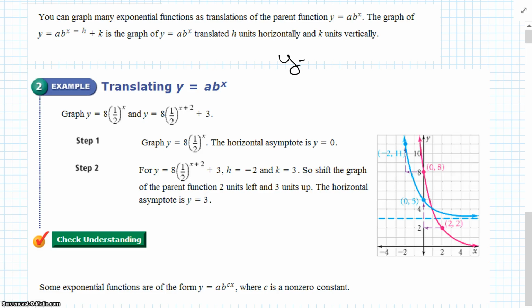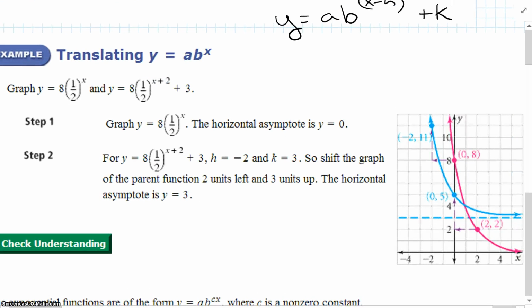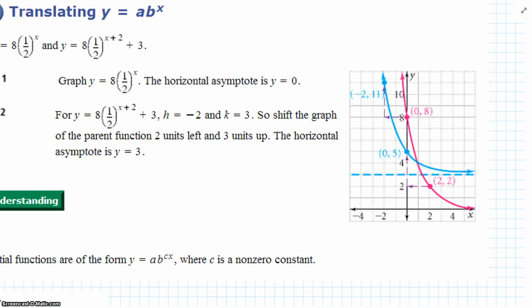Write it down: y equals ab to the x minus h plus k. What do you think the h and k values do? The exact same thing they've done for parabolas and everything. The h value is going to translate us left or right, and the k value is going to translate us up and down. So h is left and right, k is up and down. We're going to look at the graph in the book. You have the parent function of y equals a times 1/2 to the x, so that's exponential decay. That one's drawn in red.